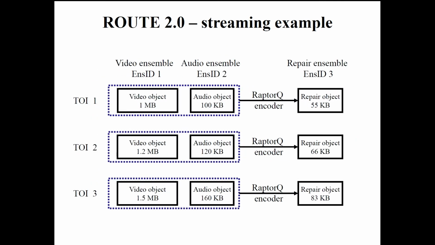So here's a visualization of that. You can view this as the video ensemble. This is the DASH representation for video streaming down here. Here it is for audio. These have corresponding TOIs, 1, 2, 3, and so on. And for each one, you have this repair object that's being generated over here by applying RaptorQ to the combination of these 2 to generate this repair data, and you're transmitting that. And so that's how this process would work.